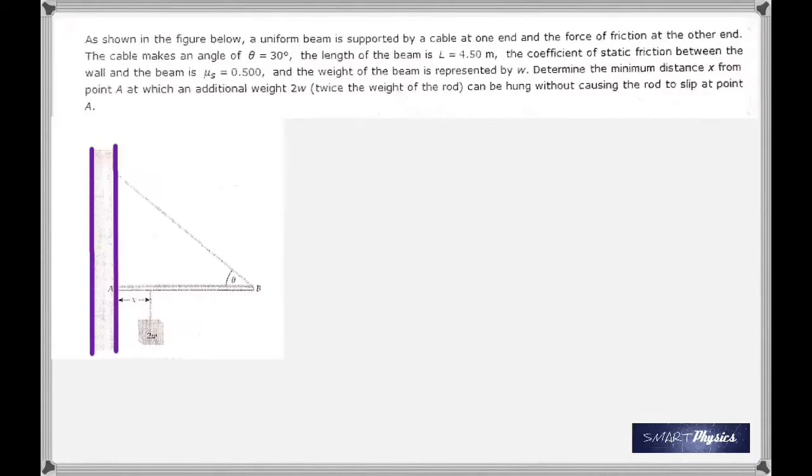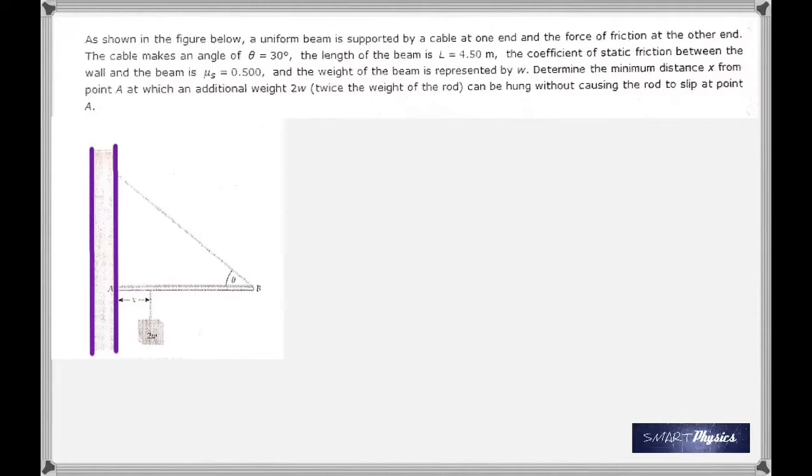Hi, this is question 2 in static equilibrium, and here we see that there is a beam supported by a cable. So that's the cable there, at one end and simply force of friction at this end. And you have the weight of the beam acting right through its center. In addition to that, you have two times the weight of the beam at a distance x. And you also have the tension in the cable.